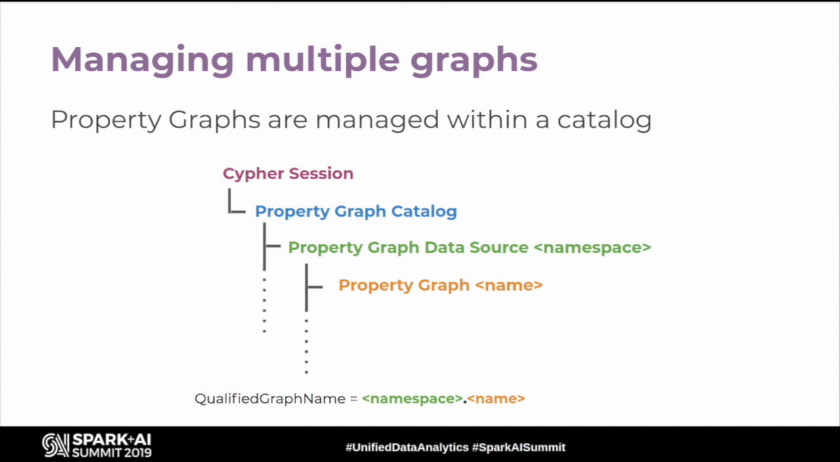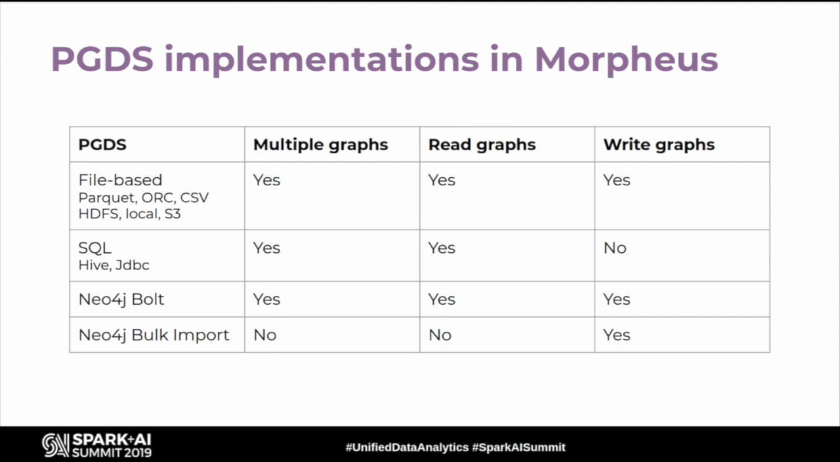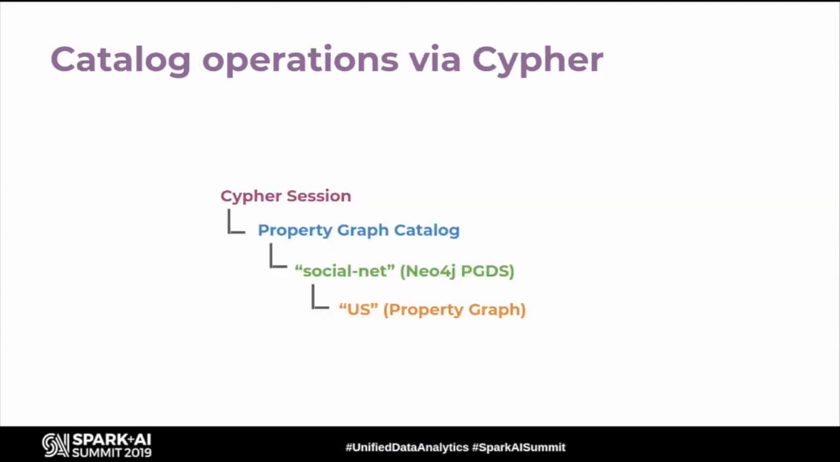So what are the data sources that Morpheus provides? We support all the file-based ones that Spark also supports, basically CSV as the simplest one, ORC, Parquet. It can also connect to, of course, HDFS, local file system, and S3. There's a SQL data source that allows you to read a graph from Hive via JDBC. And there are, of course, Neo4j specific data sources that allow you to read and write graphs from and to Neo4j.